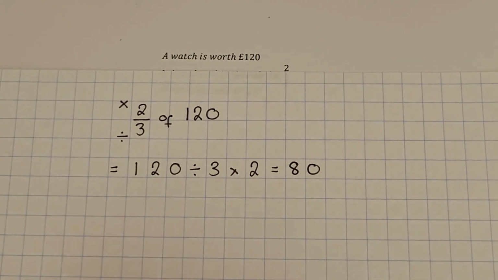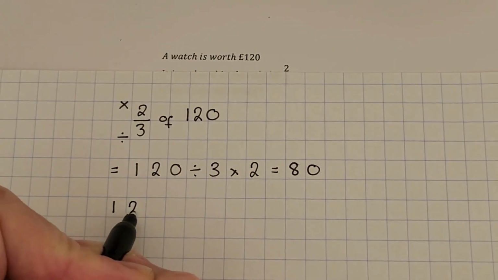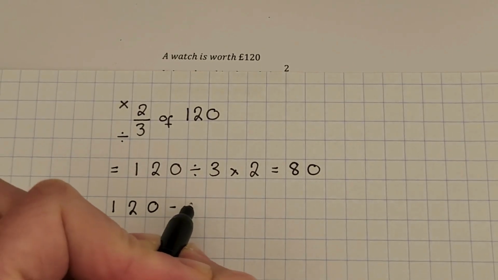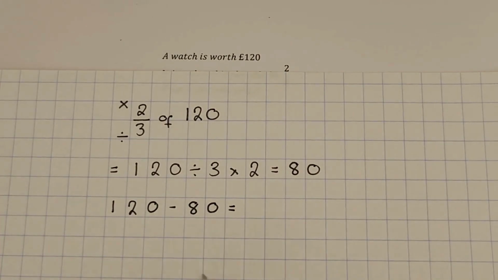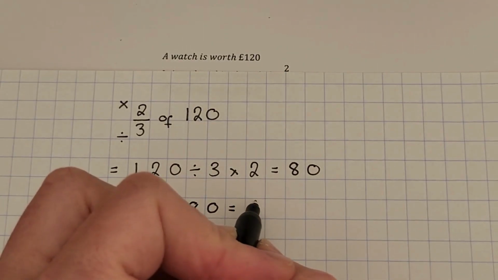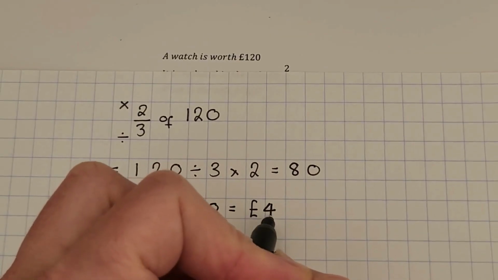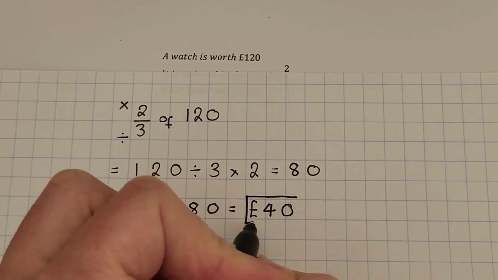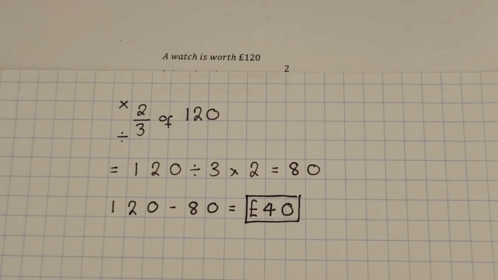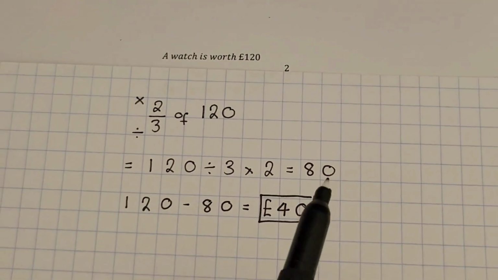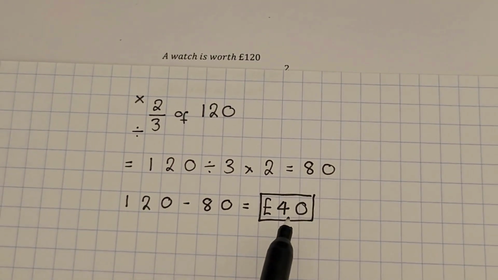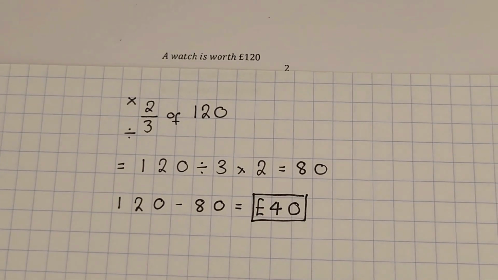So what's important is that we start with our original price, and then subtract this discount, this amount of money that's been reduced by. 120 minus 80 gives me a sale price of £40. So always make sure you've answered the question itself. It wants to know the sale price, not how much it's been reduced by. There's the reduction. Take it away from our original price, leaves me with £40. And that's the answer for that question.